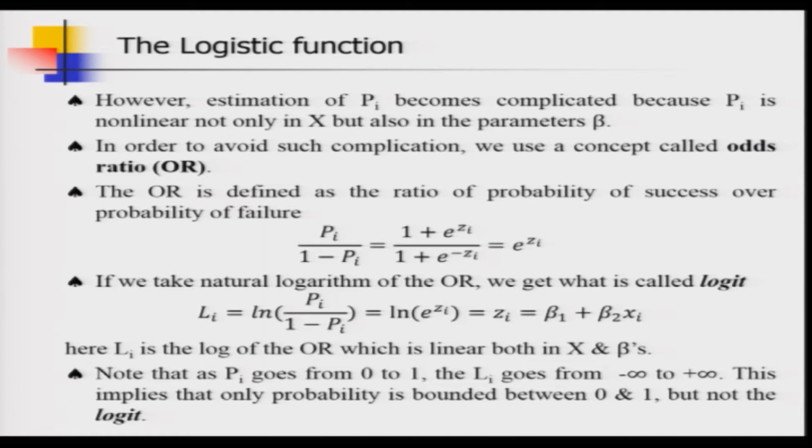Note that as the probability of success pi goes from 0 to 1, the value of the logit function goes from minus infinity to plus infinity. So, this implies that only the probability is bounded between 0 and 1, but not the logit function. So, we have an equation which is linear in the explanatory variable and linear in parameters.